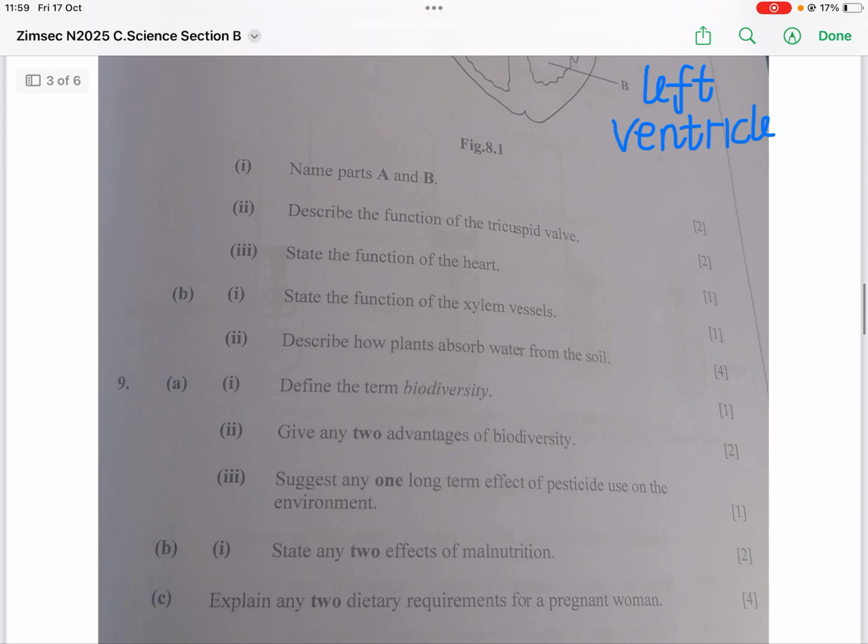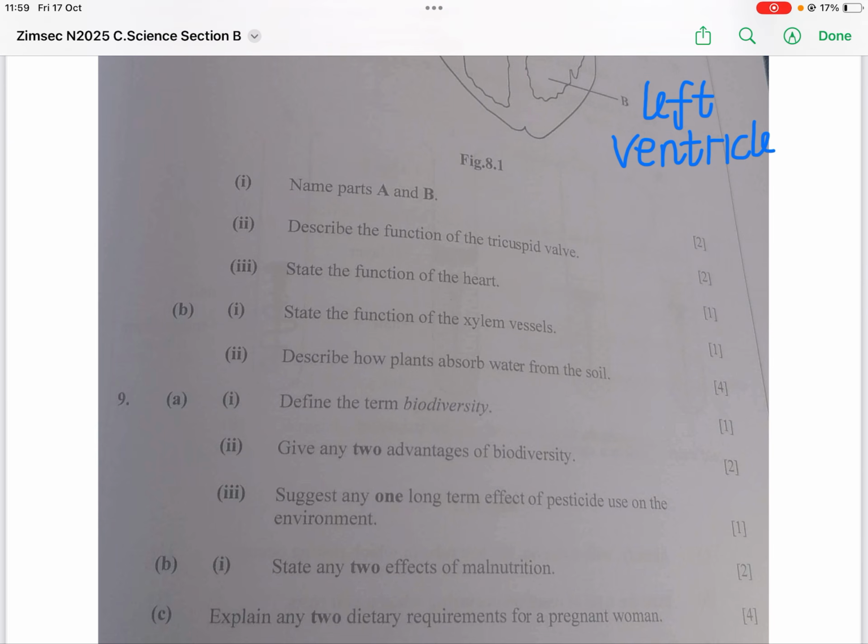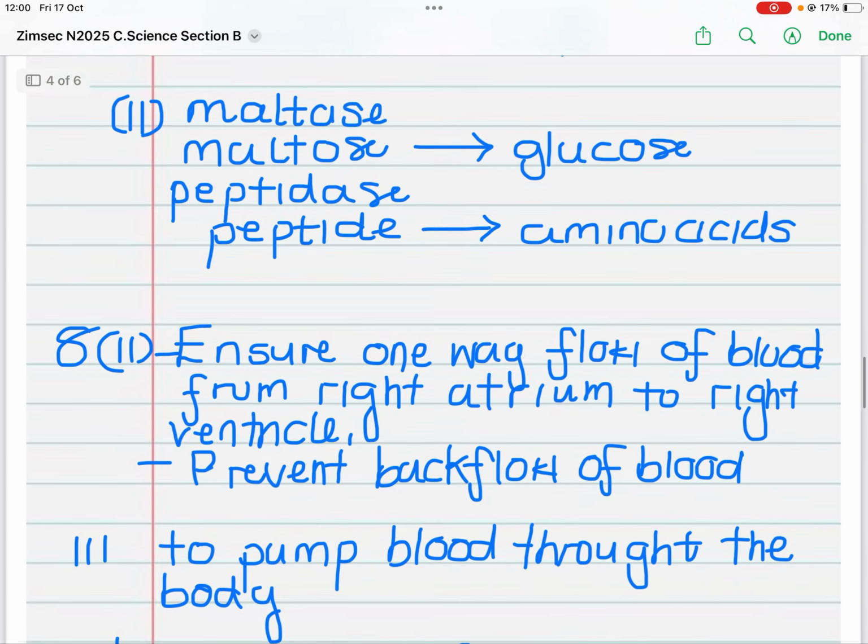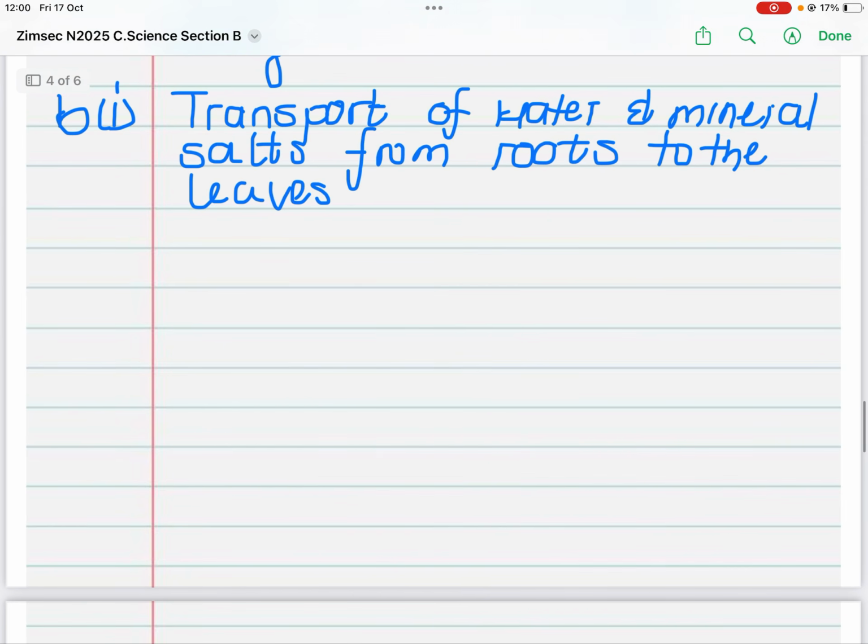And then let us see the next question. Next question is now saying, describe how plants absorb water from the soil. 4 marks. So you are supposed to give a detailed explanation for you to get all the 4 marks. So let us go to our answers and summarize B part 2.